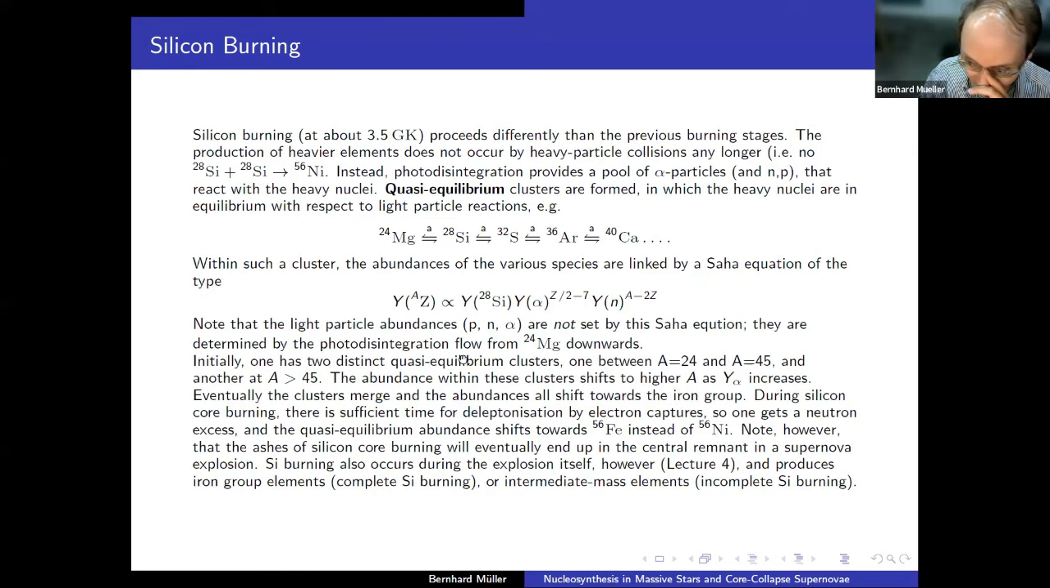During this time, if you have sufficient time for weak interaction processes to play a role, the matter will deleptonize. So you will have beta decays and electron captures that will drive the products of silicon burning to a more neutron-rich state, and that can end you up as iron 56 instead of nickel 56, which you would get if you had just strong and electromagnetic interactions.